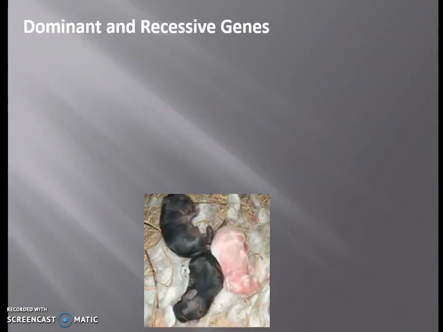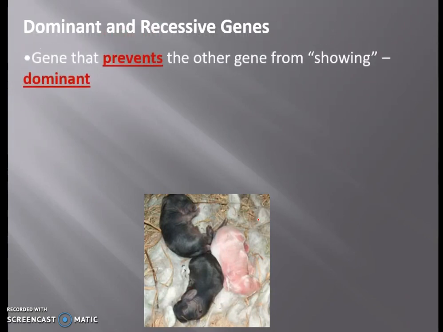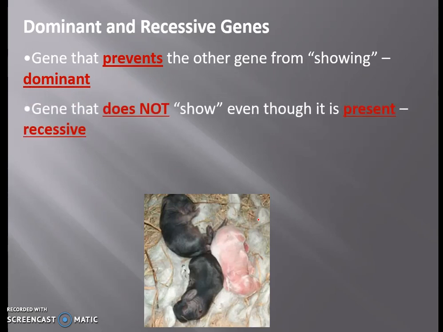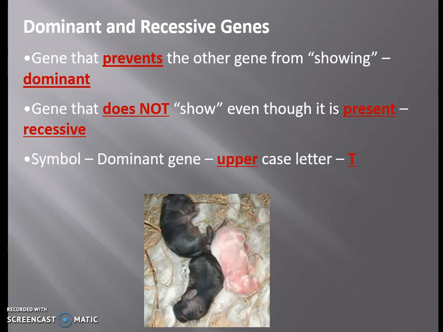There are two types of genes. One is dominant and another one is recessive. So what is a dominant gene? A dominant gene is one that prevents the other gene from showing up. And recessive is the gene that does not show even though it is present. These two genes are represented by an alphabet letter. The dominant genes are the uppercase letter and the recessive genes are the lowercase letter.